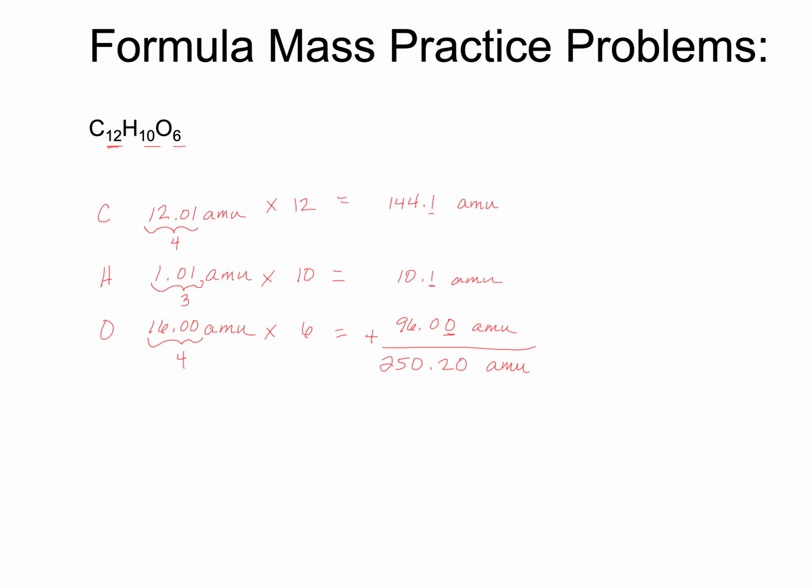left, and that's going to be on the tens place. It's a little off scale there. So we can only report as far as the 2. We'll use the 0 to round the 2 or not. In this case, it'll be not. And so we'll end up with an answer of 250.2 AMUs for the formula mass or molecular mass of C12H10O6.